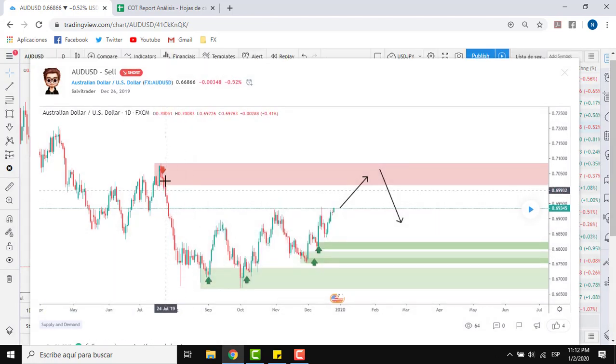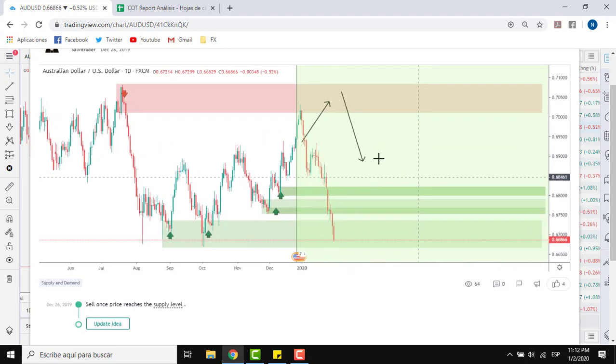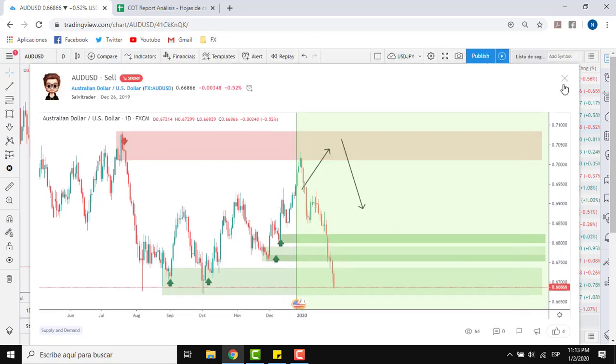I know the big institutions sold here, so that's why I wanted to get short as well, and that's what actually happened. See, price actually removed these demand zones here, this one and this one. I took a stop loss. My stop loss was hit last week because I placed a buy here, and then the price went against me and kicked me out.